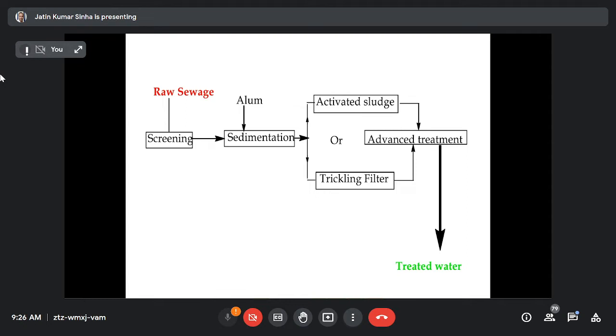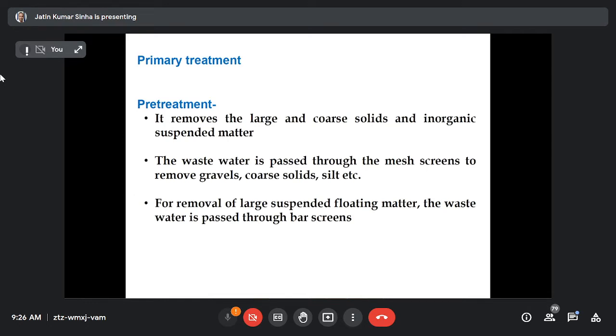Okay, so that is the final stage of the treatment, and after that treatment, basically the water is almost drinkable quality. So we will discuss one by one. So first we will see the primary treatments. Okay. So the primary treatment is basically the first two, the screening and the sedimentation process.